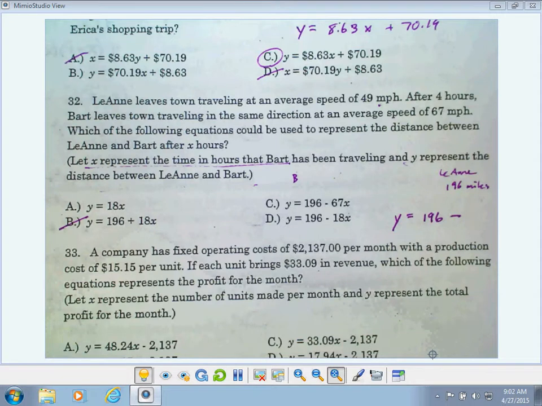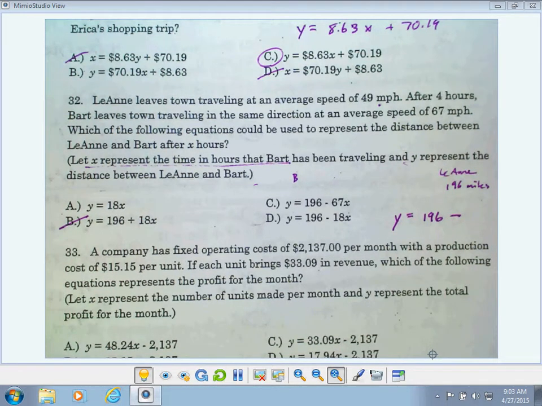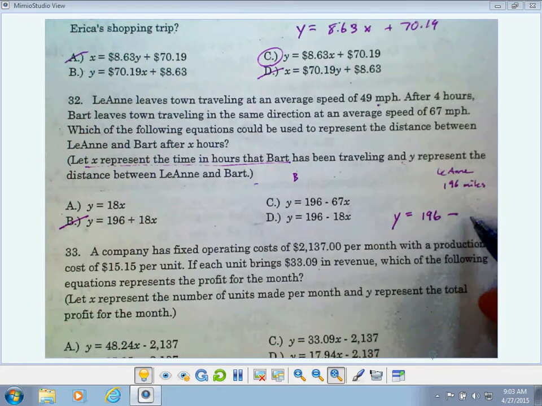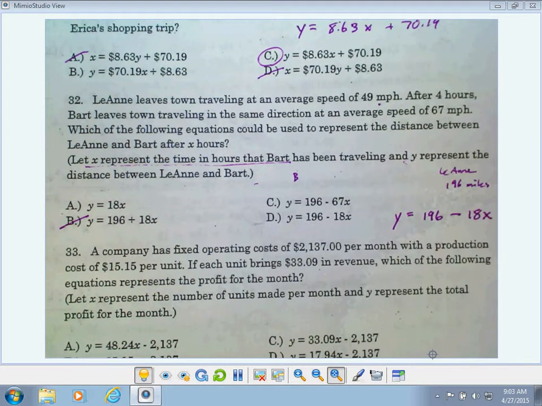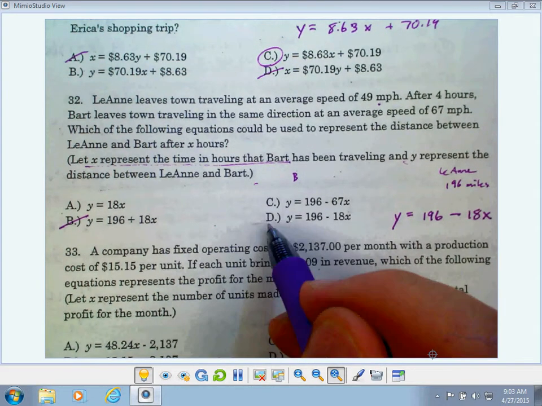Alright, so how much do we actually lose? Well, Bart is going 67, but Leanne's still going 49. So every time an hour happens, Leanne travels 49 miles, but Bart goes 67. So he goes 18 miles more than she does. In other words, he decreases that gap between each of them by 18 miles every hour. So how do we represent 18 per hour if X is the hours? 18X. So our answer is D.